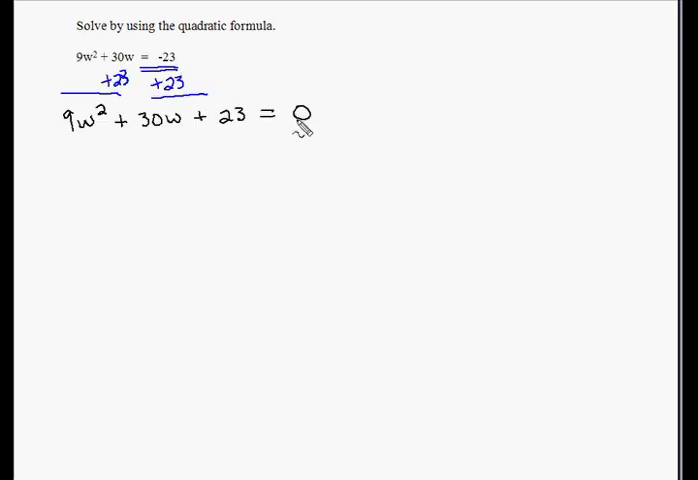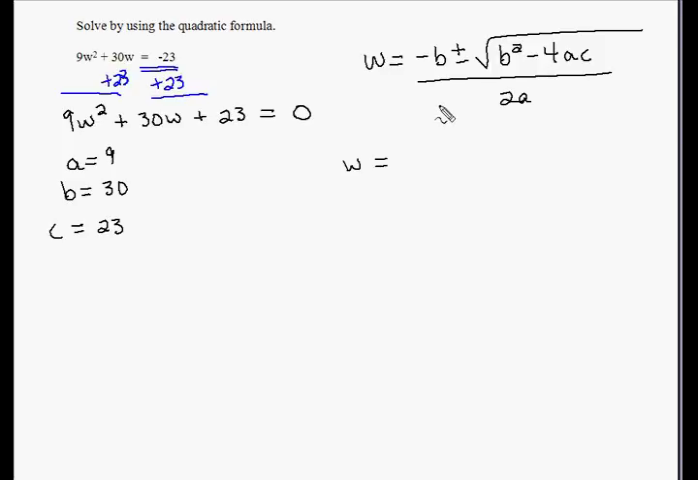And that 0 is very important. We might want to get out a calculator to try and do this problem. These are mighty large numbers. Our a value is 9, our b value is 30, and our c value is 23.